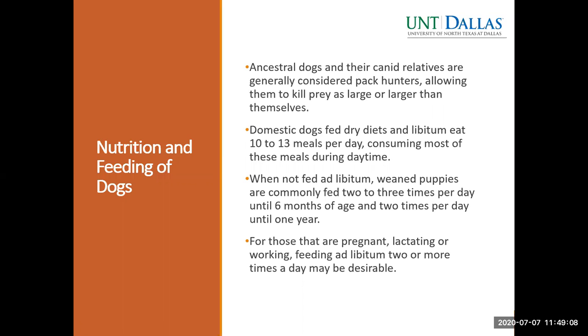When they are not fed ad libitum, weaned puppies are commonly fed 2 to 3 times per day until 6 months of age and 2 times per day until 1 year. And for those that are pregnant, lactating, or working, feeding 2 or more times a day may be desirable.